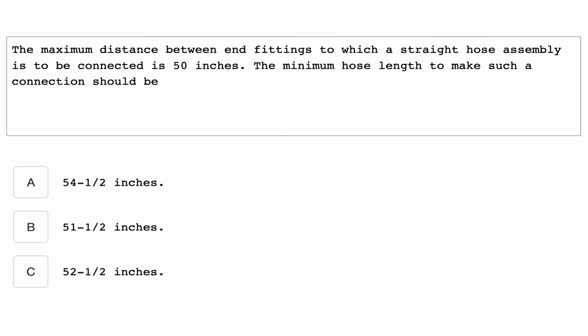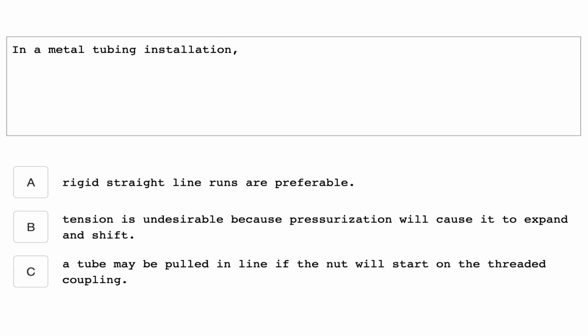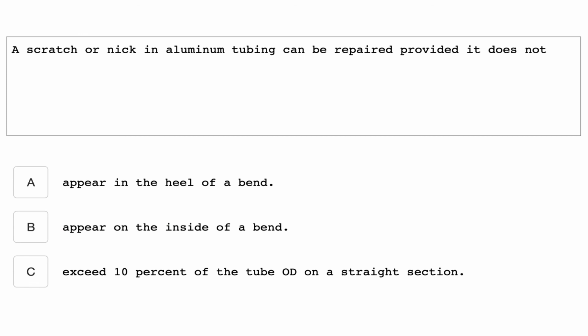The maximum distance between end fittings to which a straight hose assembly is to be connected is 50 inches. The minimum hose length to make such a connection should be 52.5 inches. In a metal tubing installation, tension is undesirable because pressurization will cause it to expand and shift. A scratch or nick in aluminum tubing can be repaired provided it does not appear in the heel of a bend.